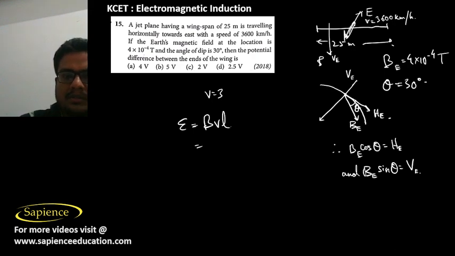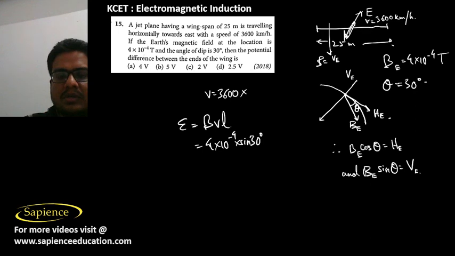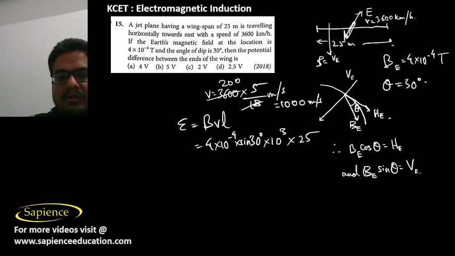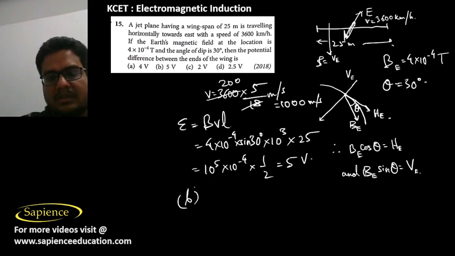So here B vertical is BE sine theta, that is 4 into 10 power minus 4 into sine 30 degree into V. V is 3600 kilometer per hour, but you have to convert it into the SI unit, so it's into 5 by 18 meter per second, that is 1000 meter per second. So into 10 power 3 into L, the wingspan, that is 25. Then 25 into 10 power 3 into 4 into 10 power minus 4 into sine 30 gives 5 volts. So, option B is the correct answer.